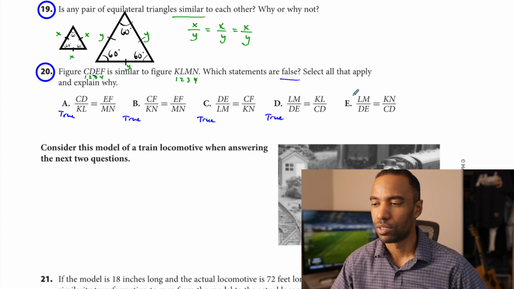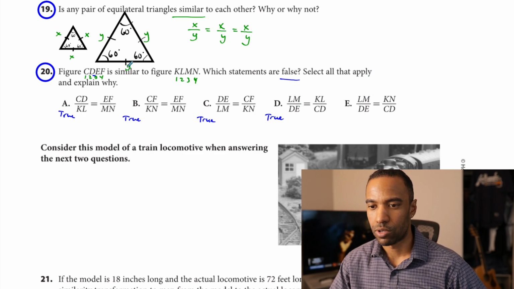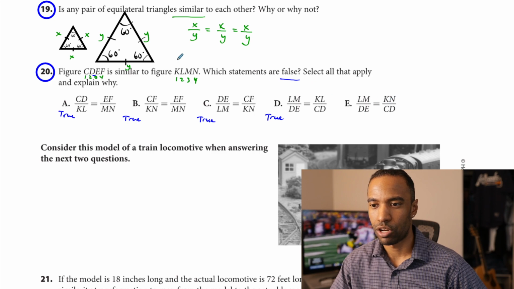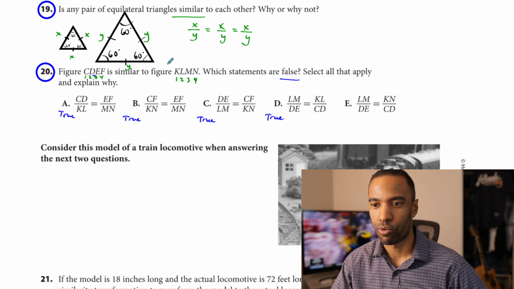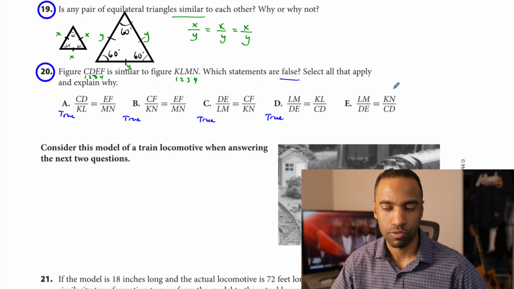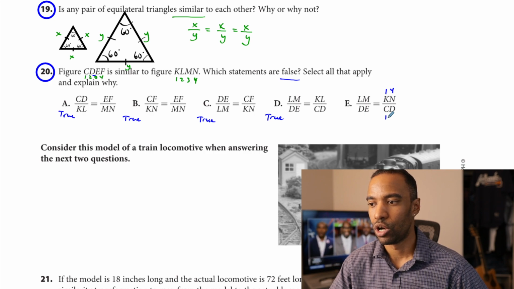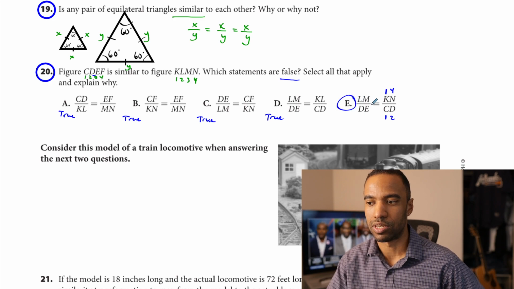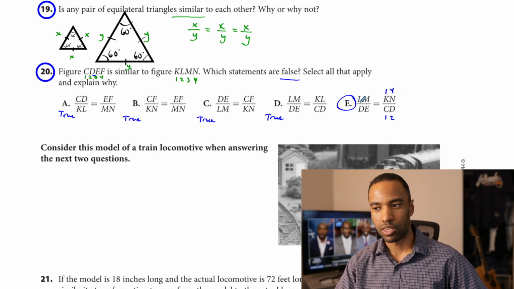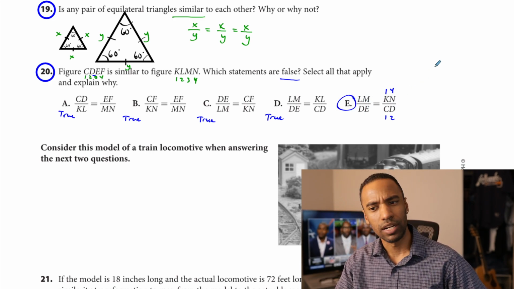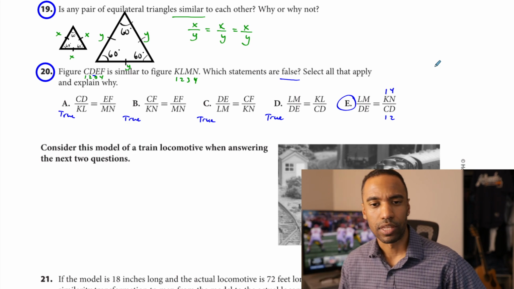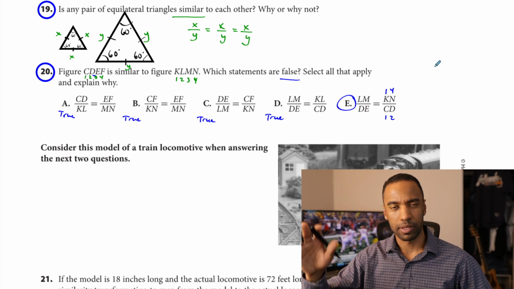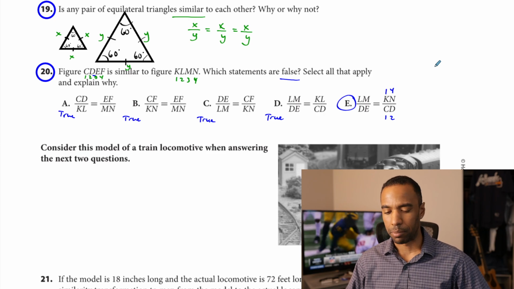Good. All right. Last one, LM over DE once more. 2, 3 over 2, 3 equals KN over CD. KN is 1, 4. CD is 1, 2. Okay, that one's false. So we have a 1, 4 over a 1, 2. Those parts don't correspond. Those are not corresponding segments. This part's fine. That part's not. Man, they could have done a lot more with this when it came to tricking you, flipping things, and doing things like that. I'm pretty surprised there.